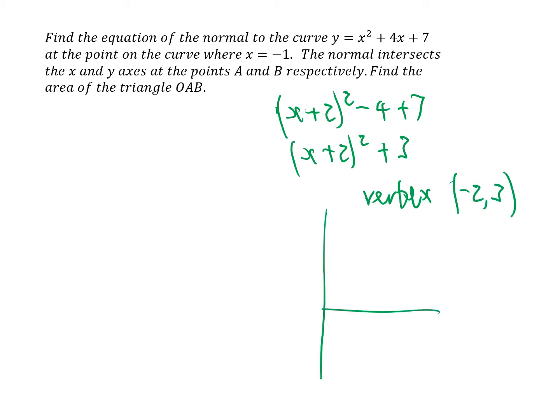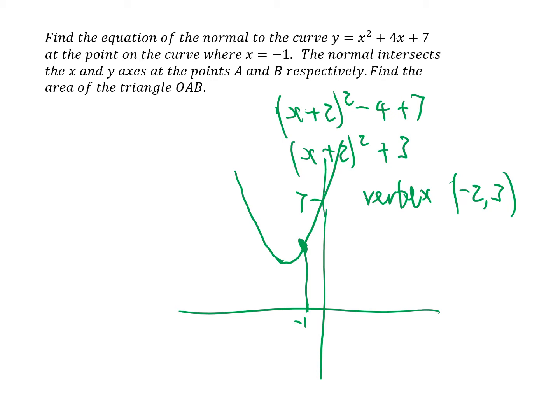That tells me that the vertex of this quadratic is at the point minus 2, 3. So here's my graph. Minus 2, 3 is there, and the quadratic looks like that. It passes through there at 7, and so when x is minus 1 is about here. So that's the point that we are looking at on the curve.